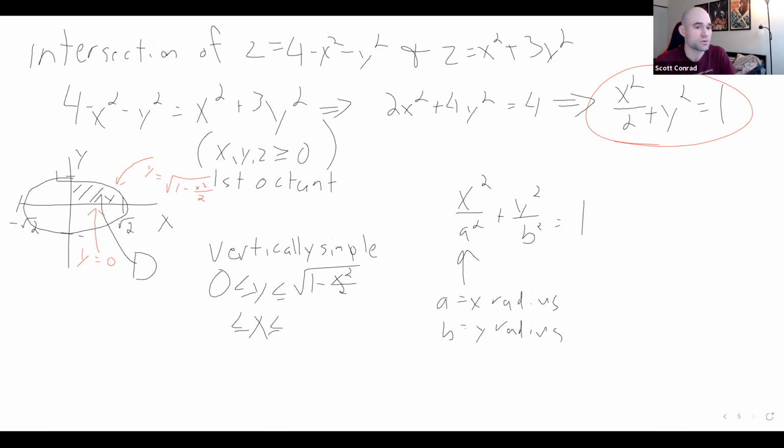And how about x? x goes from what to what? Zero to root 2, right? Careful, you're probably tempted to say 0 to 1, but it's 0 to root 2 in this case.